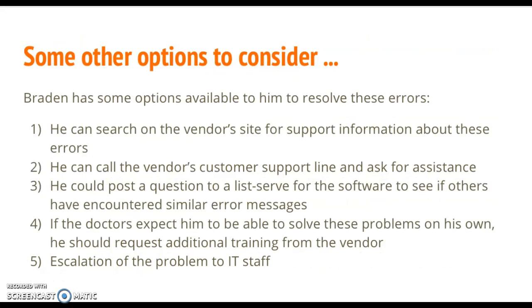Some other options that Braden could use to help him resolve these errors are to search on the vendor's site for support information. Sometimes the vendors have a FAQ section where you could go on to look and evaluate error messages that other people have received and see if someone else has received that same message and if there is some guidance from the vendor as to how to resolve that error. He could call the vendor's customer support line and ask for assistance.